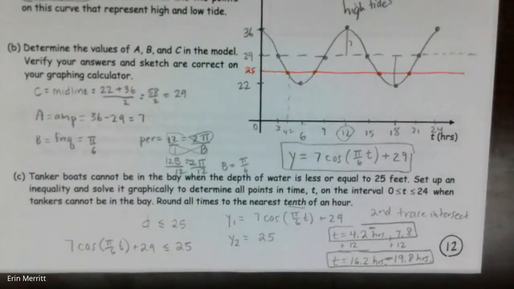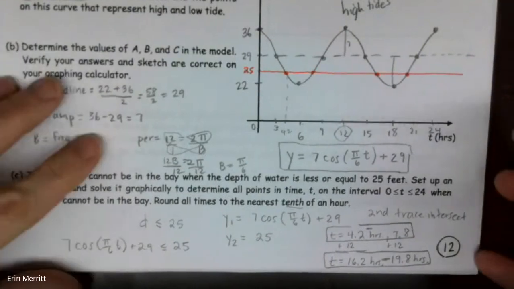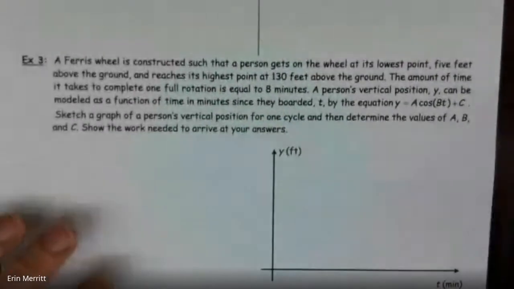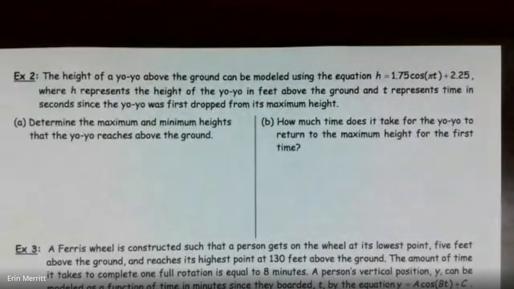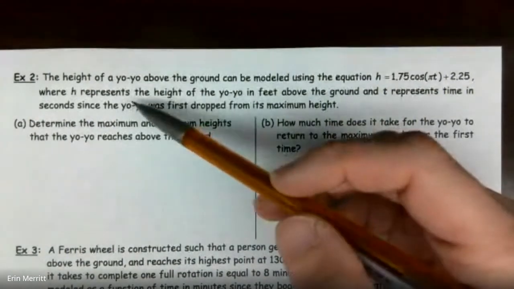Okay, flip it on over to the back. So on to page 13. Try to refocus that. Hopefully that'll help a little bit. There we go. On page 13, we're going to do some of this together, some we'll save for class. So we're going to do the first one, the height of the yo-yo.